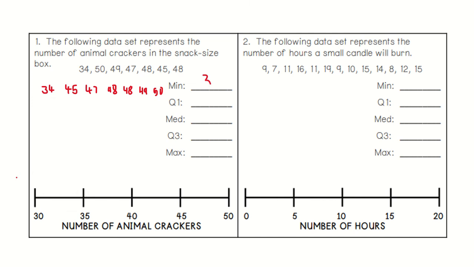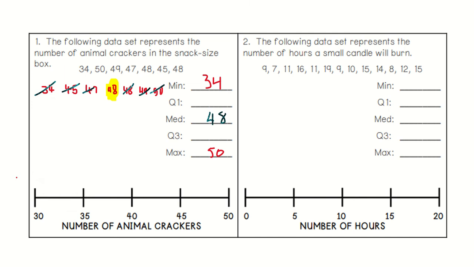All right, what's the minimum? That's the smallest number. That would be the 34. The maximum is the largest one. That would be the 50. What's the median? Well, what's the one right in the middle? If you keep crossing out as you go, the one that's in the middle is the 48. That's the median right here.